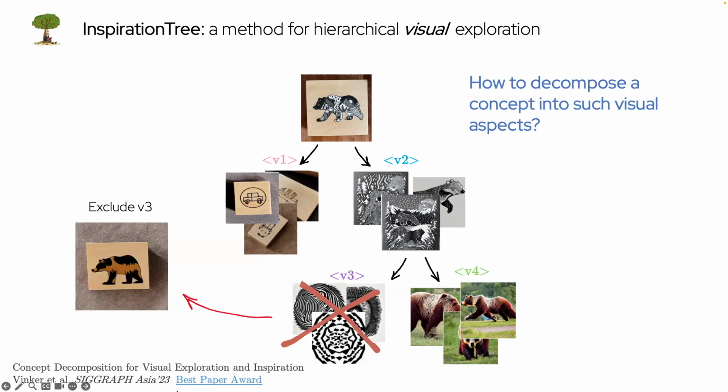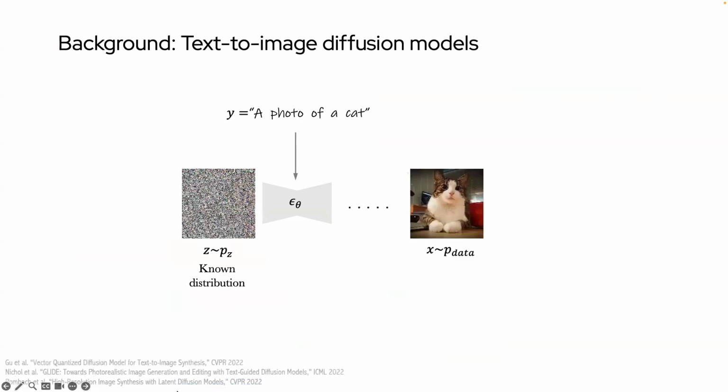Okay, now let's see how we implement that. So first, in general, this is a task in computer vision, I would say: given some image, how do you automatically decompose it into its visual elements? It's not just partially cutting the bear, for example. So to do that, we will use the existing foundations of text-to-image diffusion models. Okay, so in a nutshell, what these models are.